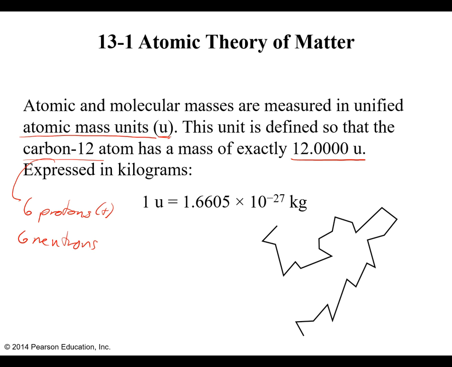So as a result, one atomic mass unit would be a 12th of that, and it comes out to be about the mass of one proton, which is where I got this number. One proton would be a hydrogen atom. So one atomic mass unit would be 1.6605 times 10 to the minus 27th kilograms.